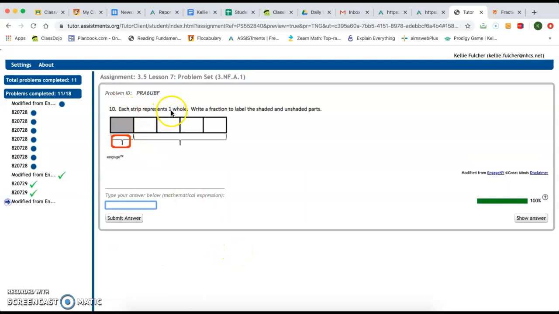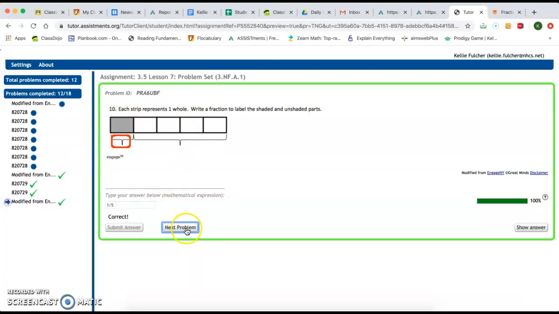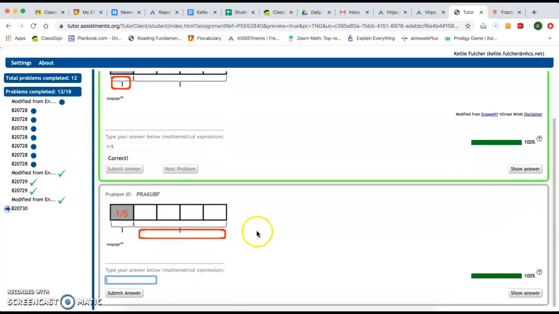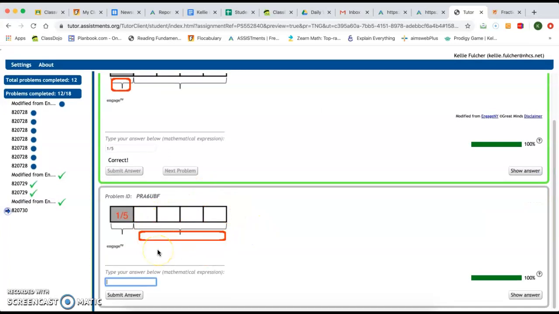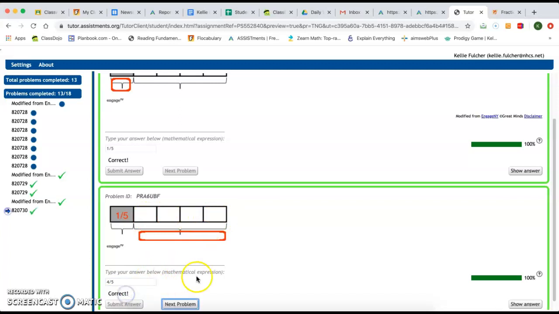Each strip represents one whole. This whole thing is one whole. Write a fraction to label the shaded and unshaded parts. This time it's asking for the shaded part. So 1 out of 1, 2, 3, 4, 5. 1/5 is shaded. Now it wants to know the unshaded part. So there are 1, 2, 3, 4 pieces out of 5 that are unshaded. So 4/5 is unshaded.